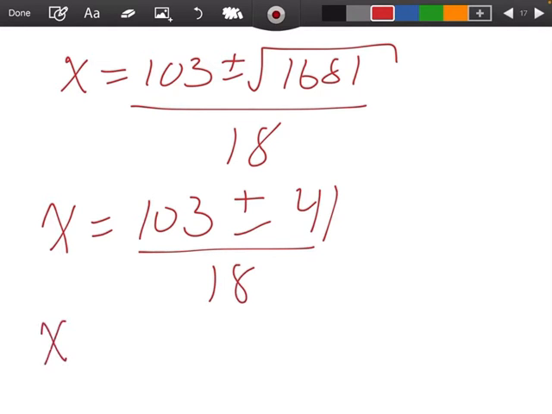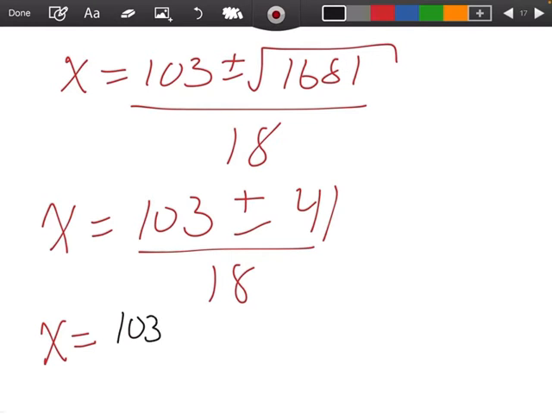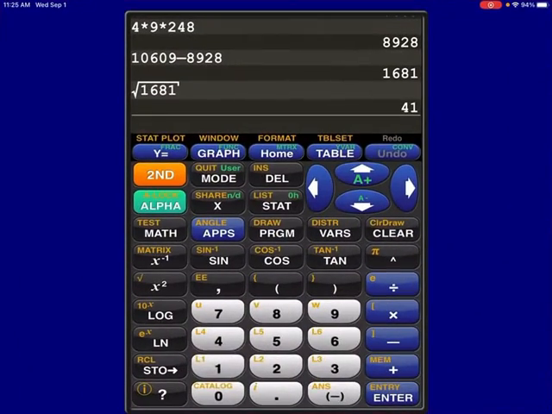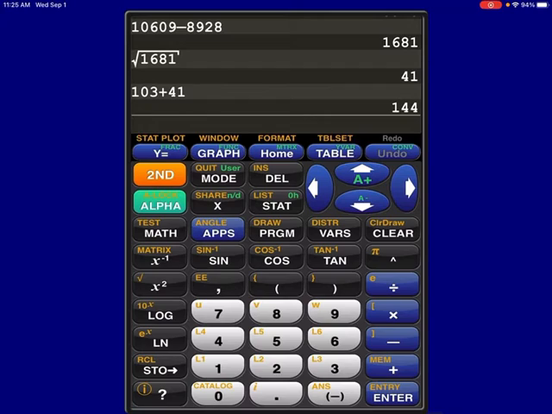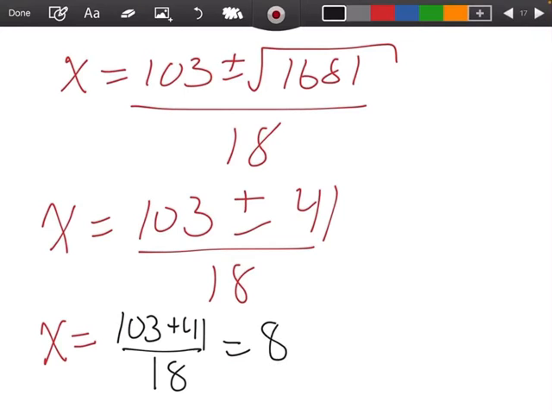Okay, so now guys, remember, we're going to have two answers. One of them we're going to add. We're going to take 103 plus 41 over 18. So let's see what that is. So 103 plus 41 divided by 18 is 8. Okay, so that's 8. Now let's do it when we subtract. 103 minus 41 over 18.